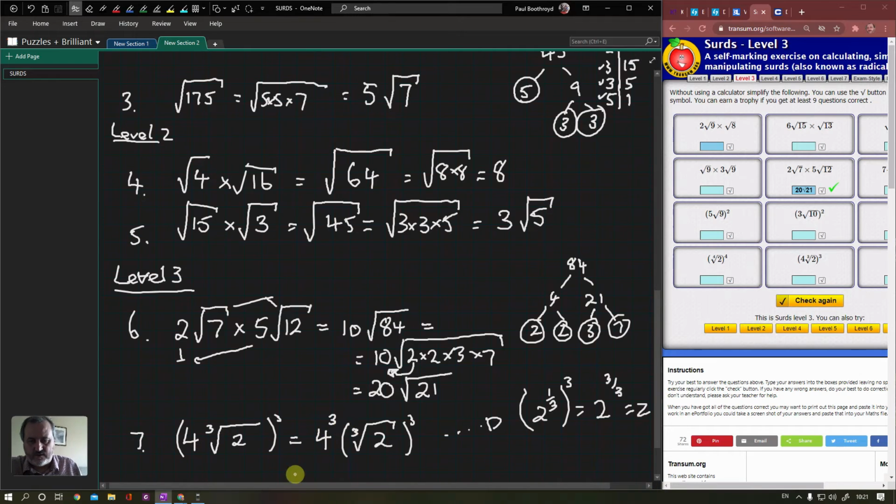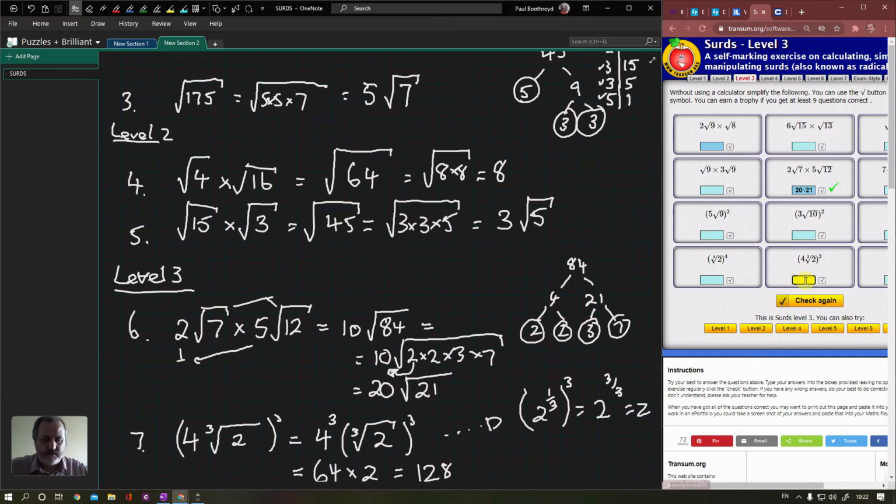So we've now got 4 cubed, which is 64, times 2 from that part, which is 128. Put the number in and check it.